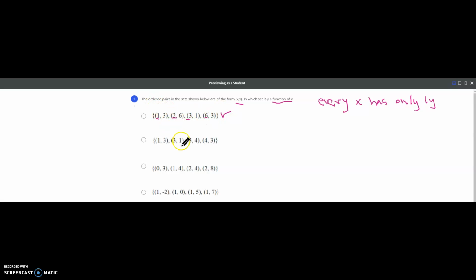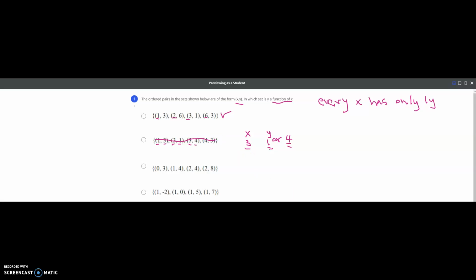Let's just be really certain and double check. So 1 gives you 3, right? 3 gives you 1. Whoa, 3 gives you 4. So take a look here. That means if x is 3, y can be 1 or 4. So that means this x can have two different y's. So it's not this one.